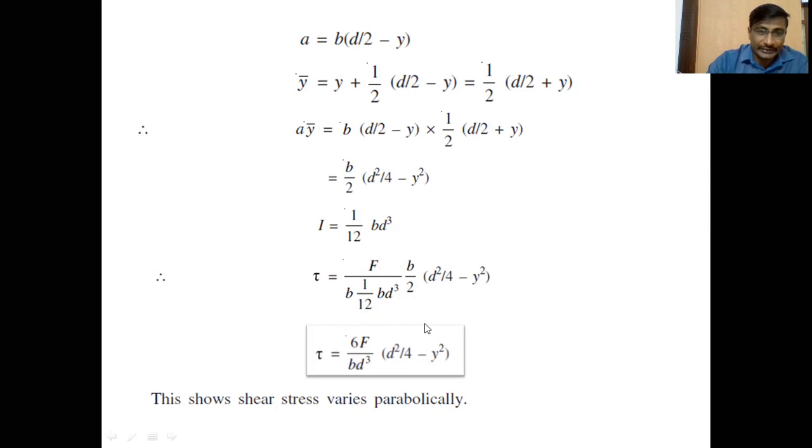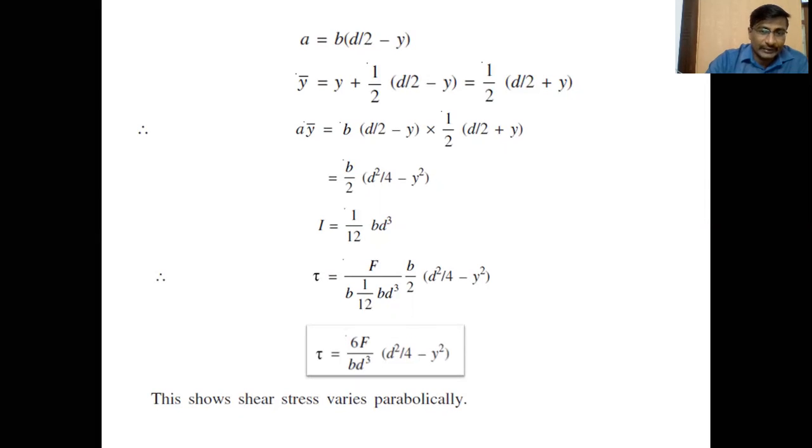This formula represents the shear stress in the rectangular section at a particular level y, at a particular distance of y from the neutral axis. That means shear stress varies with respect to y. If y varies, the shear stress also varies. By looking at this formula, we can say that by increasing the y value, the shear stress value decreases. If y value decreases, shear stress increases. So the shear stress varies parabolically, because shear stress varies along with y square. Based on the y square, therefore the shear stress varies across the section parabolically.